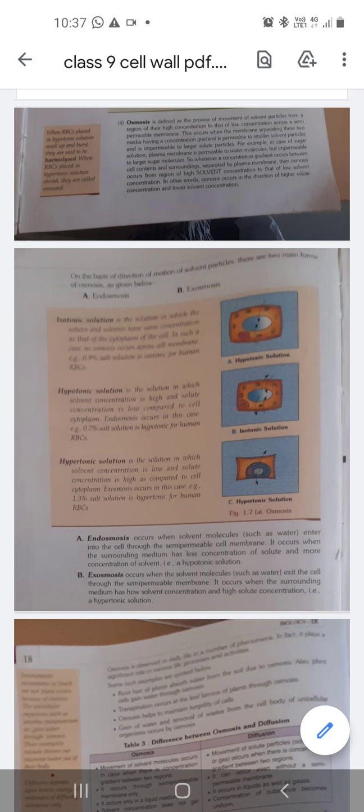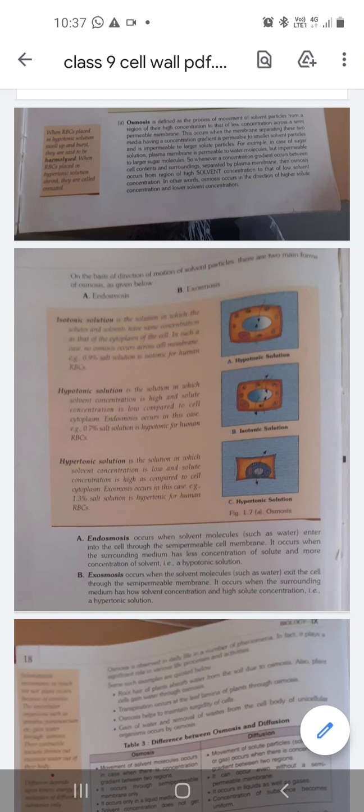The material will enter into the cell and the cell will swell up. Next type of osmosis is exoosmosis. What is exoosmosis? It occurs when the solvent molecules exit the cell through the semi-permeable membrane. Its surrounding medium has low solvent concentration and high solute concentration, that is the hypertonic solution.